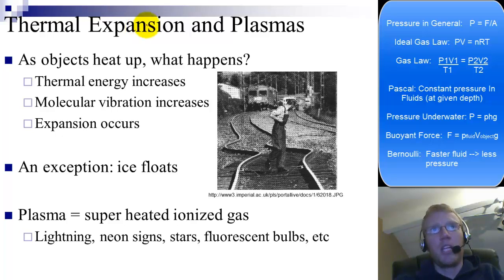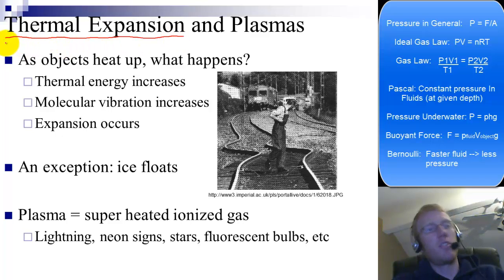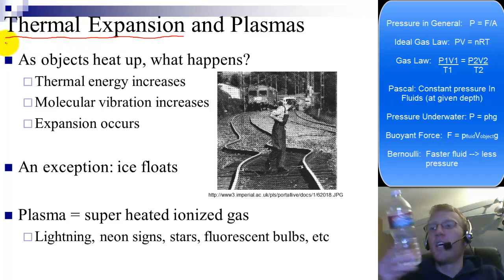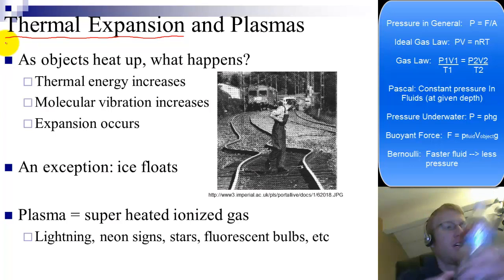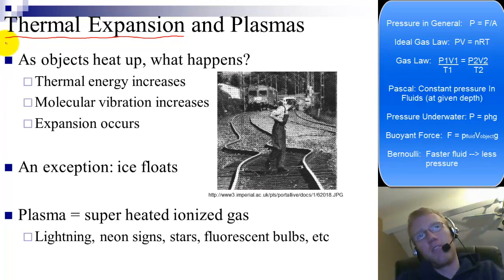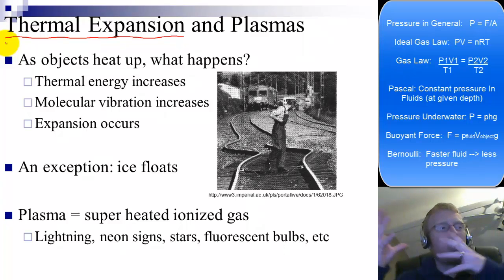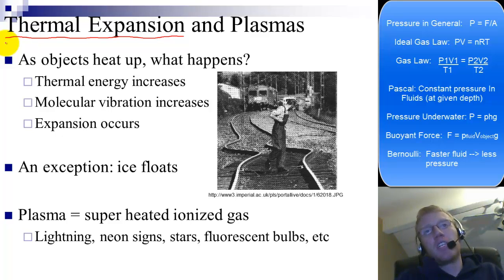Thermal expansion and plasmas. Okay, so you may have already learned just through your daily experience putting something in the freezer. Say you take an Arrowhead water bottle like this, you fill it all the way to the top, you put the cap on, and you stick it in the freezer. Actually, I encourage all of you to try this. If you have never done that, it's kind of cool looking. But what happens is it kind of explodes or bursts. It won't explode like blow up, but it should force the cap off the top, maybe crack the bottle. As it freezes, the water will actually expand.